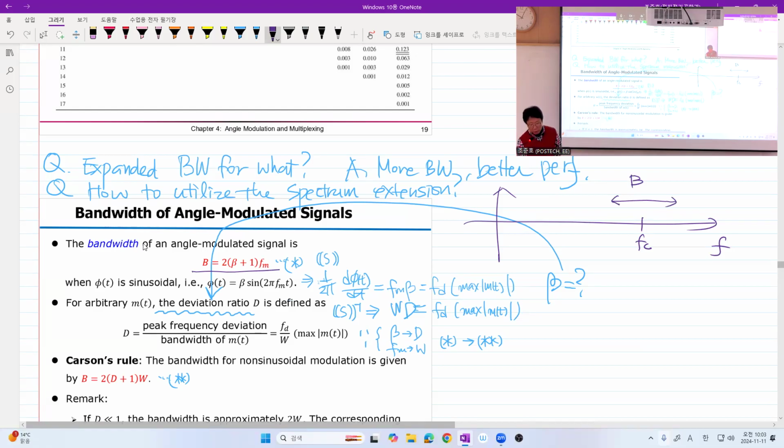And now you have what? Why do you usually have 2 here? Because you have some kind of symmetry with respect to the center frequency. So here you have something, then you also have something like this, something like that. And interestingly, this is the deviation FM, as you know, right? When we have a single tone. Now, this beta plus 1. So it's like the first harmonic and up to beta's harmonic, you need to take into account when you calculate the bandwidth.